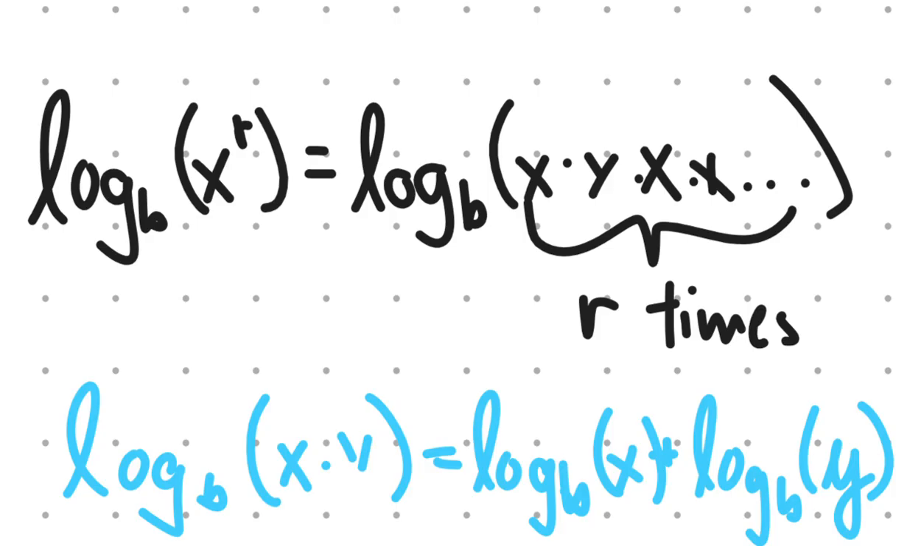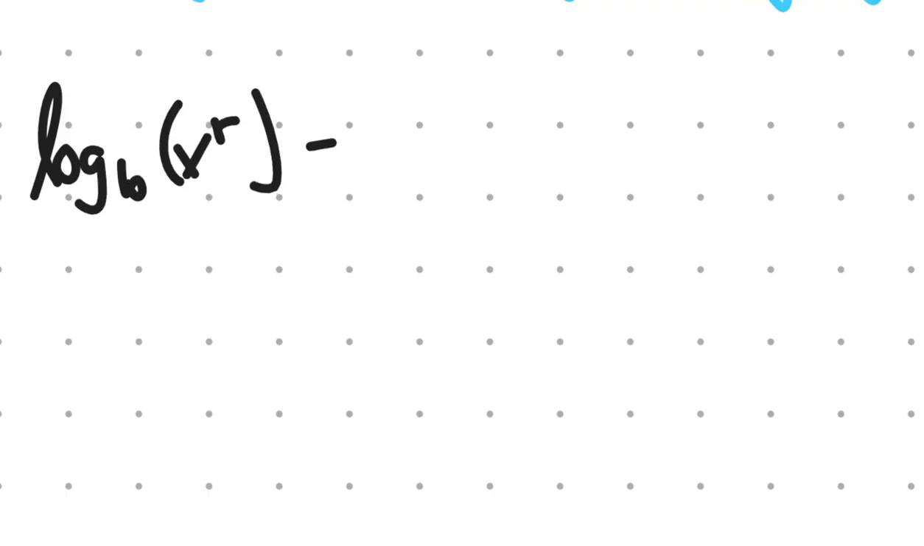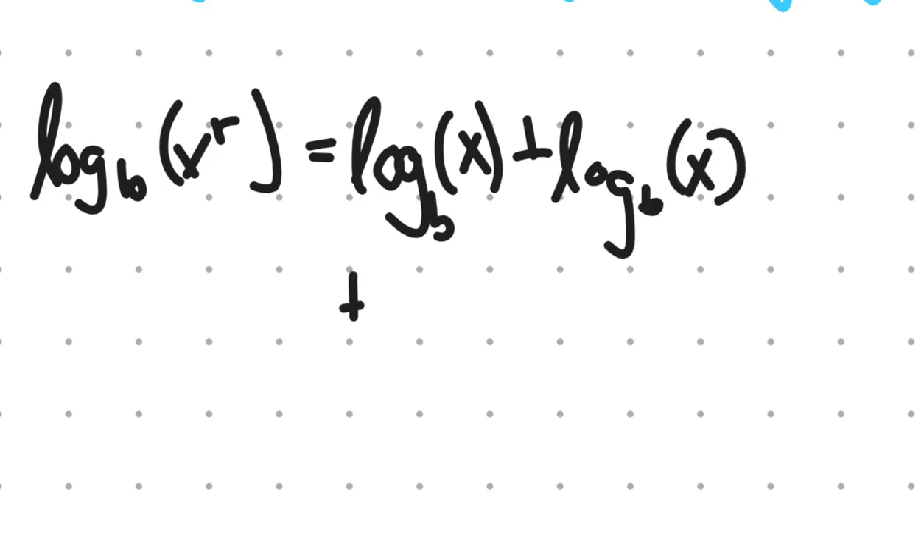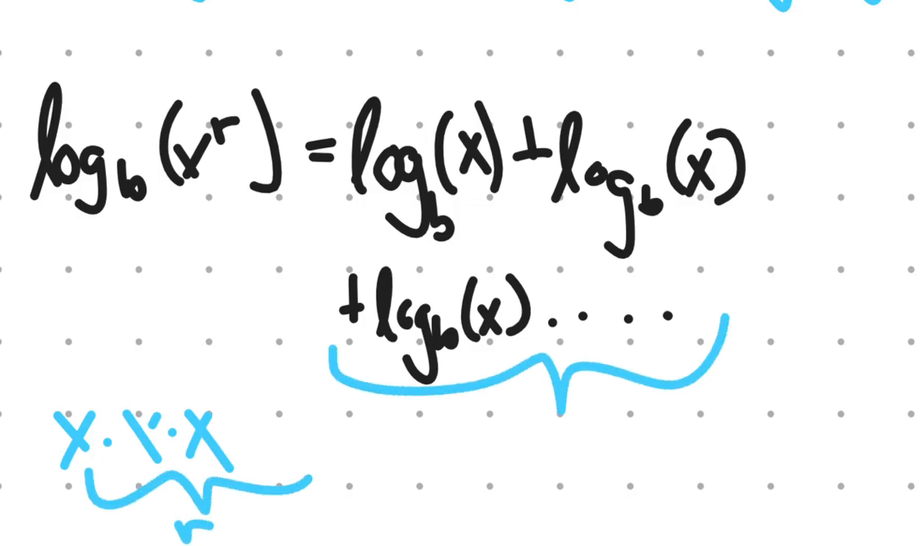Since we have this one, we can just sum up all the logarithms of x's, which would state that the logarithm base b of x to the r power is equal to the logarithm base b of x plus the logarithm base b of x plus the logarithm base b of x, and so on. And if I ask myself how many times that is, it is the number of times I multiplied x by itself, r times. So this is also r times.